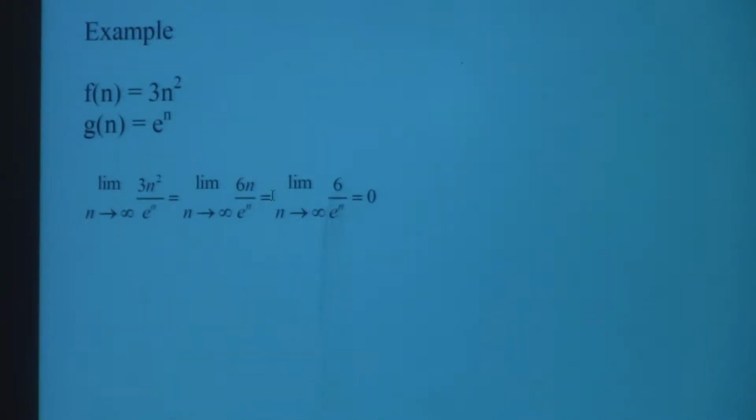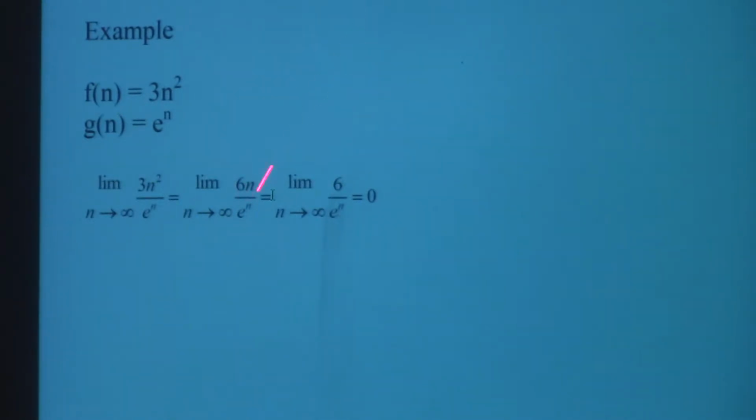So if you take this, notice that top is definitely going to infinity, right? Bottom is definitely going to infinity. So we cannot determine what this ratio is going to go to. So what do we do? We take L'Hopital's rule. So we said equals, by L'Hopital's rule, the derivative of 3n squared, which is 6n, over the derivative of e to the n, which is e to the n.